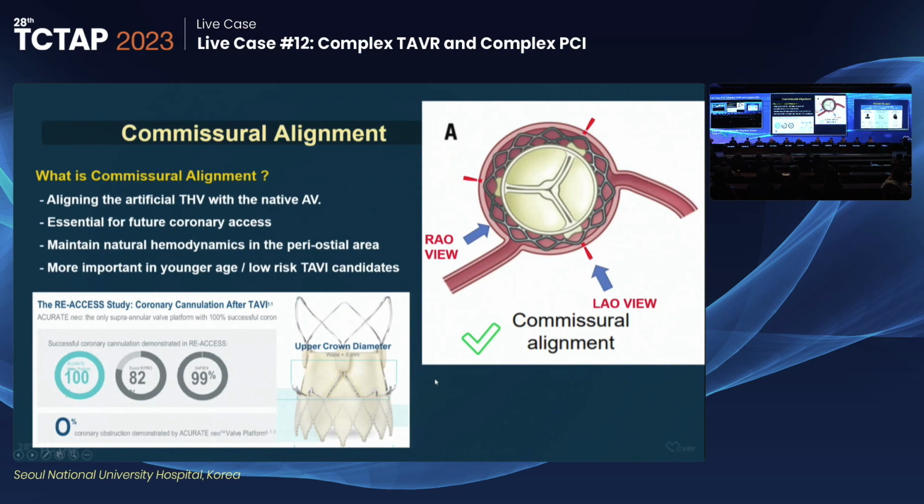One important thing of Accurate Neo is we can manipulate commissural alignment. It is a little bit difficult, almost impossible in the case of Sapien. It is not necessary in the case of Evolut.